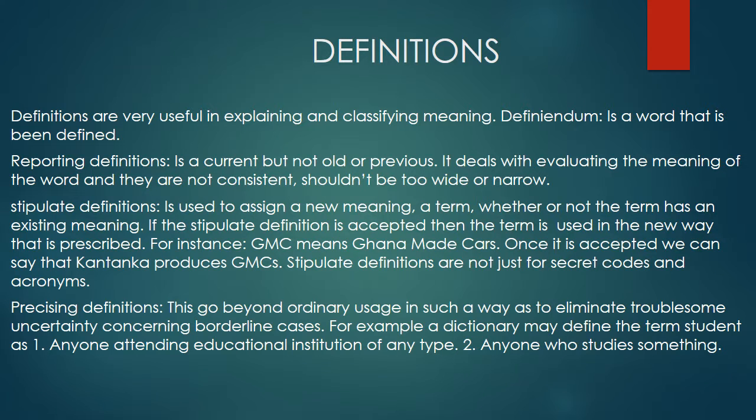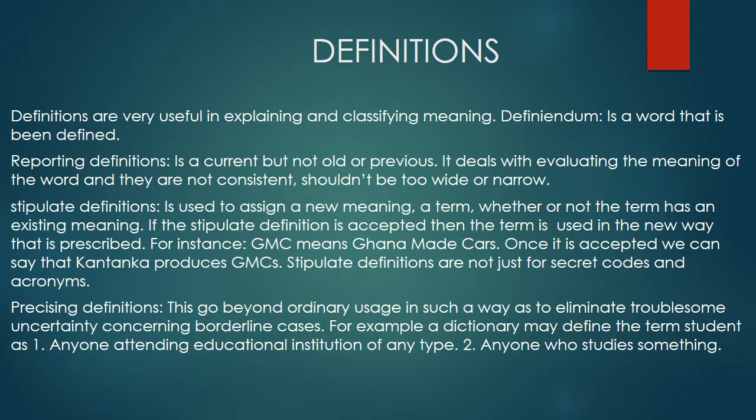We are now on definitions. Definitions are very useful in explaining and classifying meaning. We have kinds of definitions. We have definiendum. Definiendum is a word that is being defined. Reporting definitions: it's a current but not old or previous meaning. It deals with evaluating the meaning of the word and they are not consistent. It shouldn't be too wide or narrow.